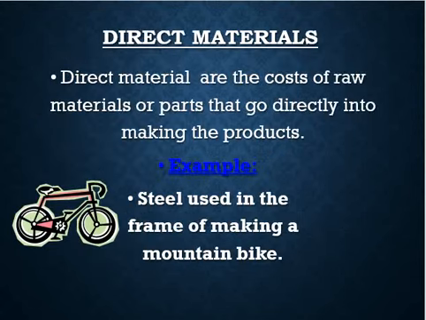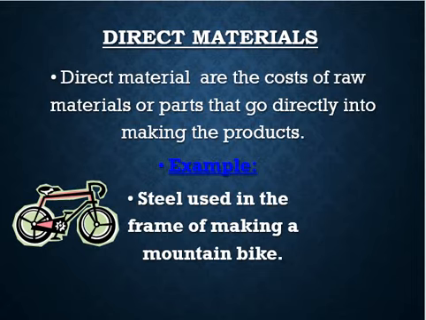Okay, let's go over direct materials first. Direct materials are the costs of raw materials or parts that go directly into making the product. Examples would be steel used in the frame of making a mountain bike. Another direct material, the seats. Another direct material, the tires.